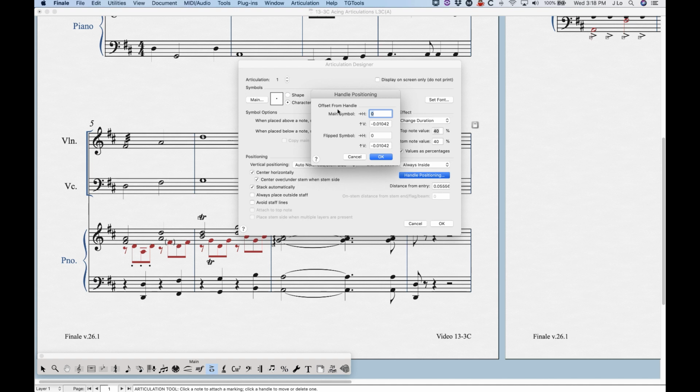And when you open this box, you get offset from handle, the main symbol and flip symbol, and there's a horizontal and vertical options for both. And depending on what value you put in here, it will move the articulation left or right. So in horizontal, a positive number will go right, a negative number will go left. In vertical, a negative number will go down, a positive number will go up. And basically, it will move that articulation that amount of value away from the handle position, which is somewhat arbitrary for our purposes, but it's not completely arbitrary. There is an actual position of it that makes sense to the computer, I suppose. But this is how we would adjust it.